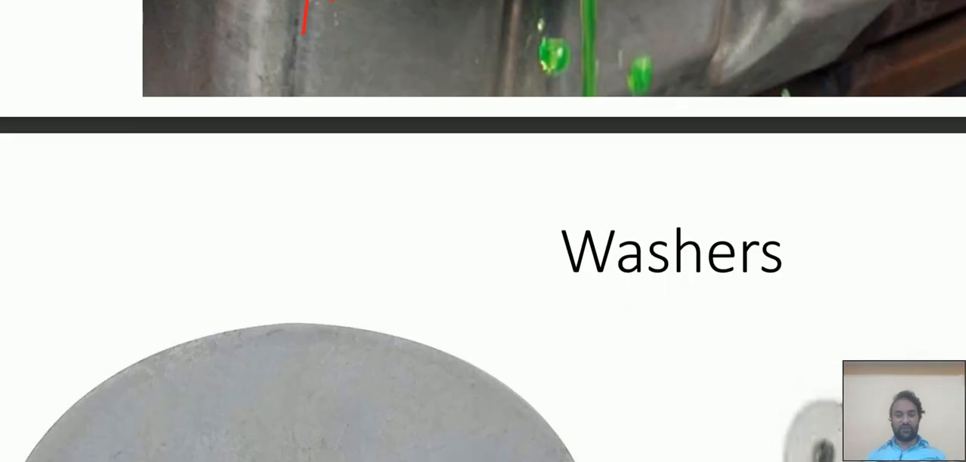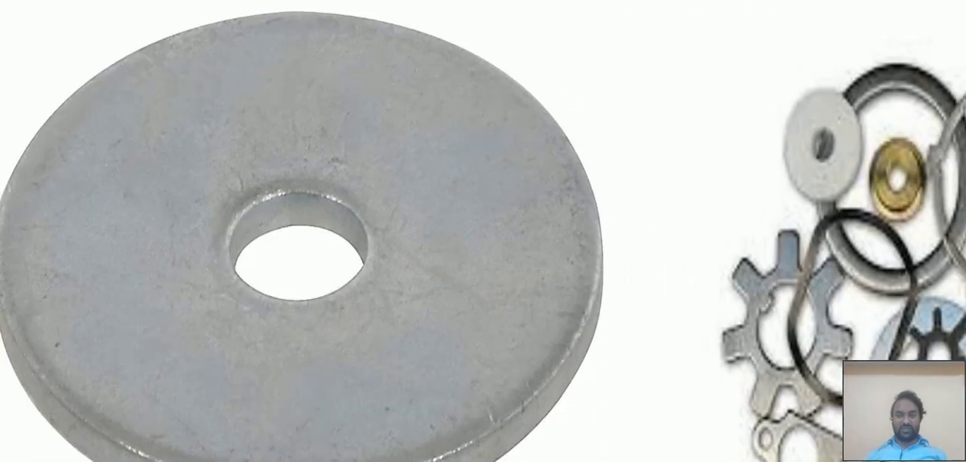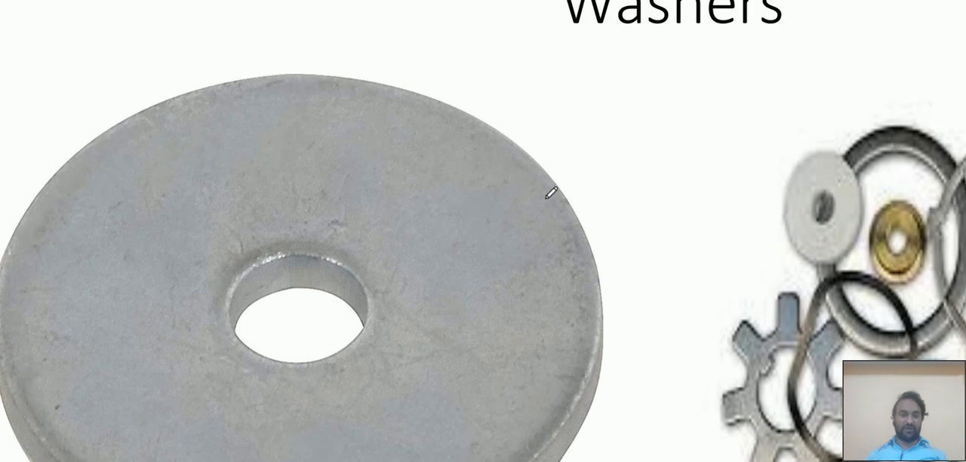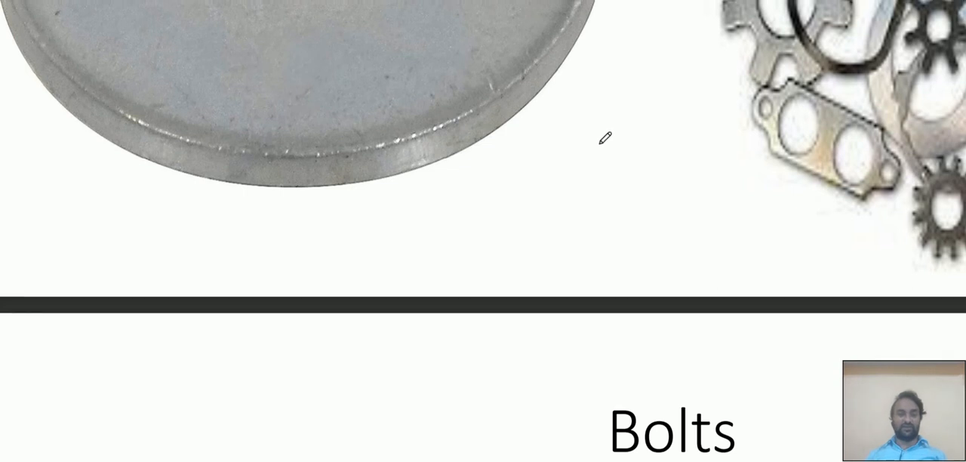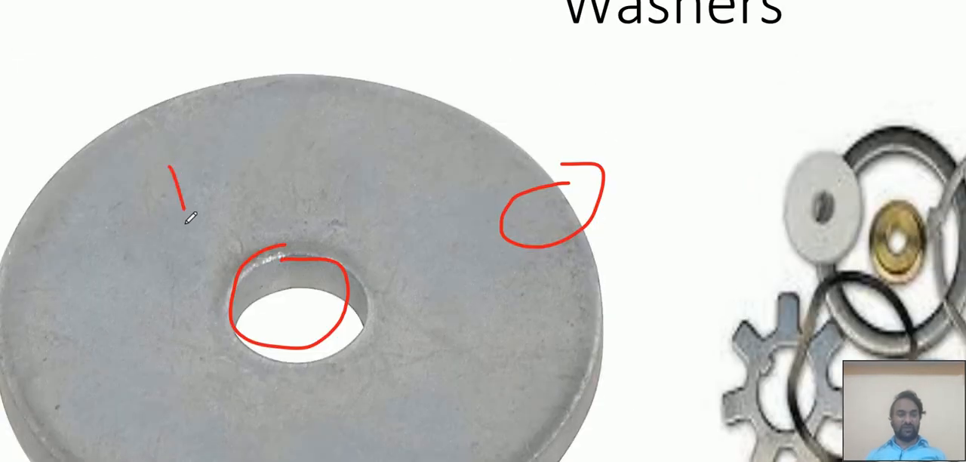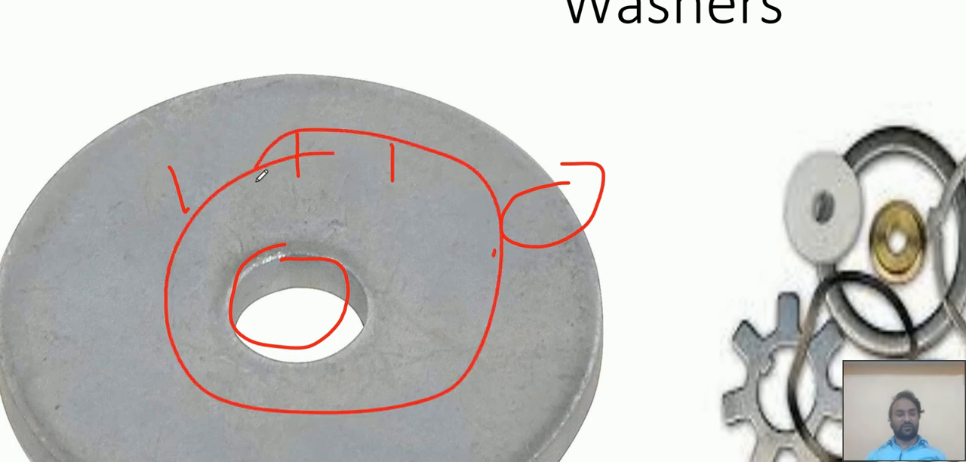Okay, so what are washers? A washer is a thin metal disc with a hole cut at the center. It is used first to give bearing surfaces to the nut and bolt, and then it gives a platform to tighten the nut so that the nut can rest on it perfectly and it compresses the part perfectly.